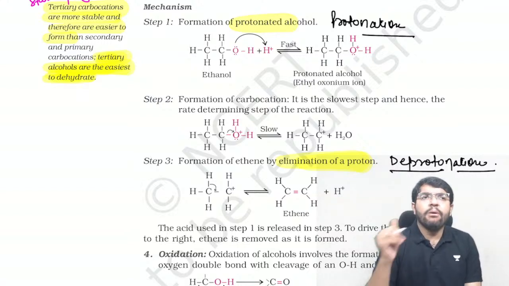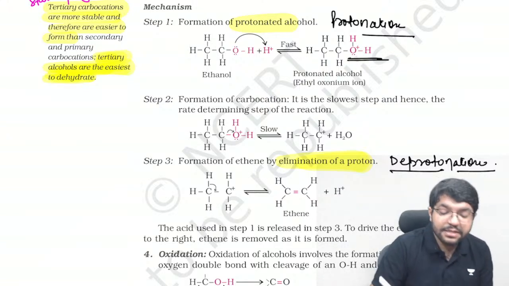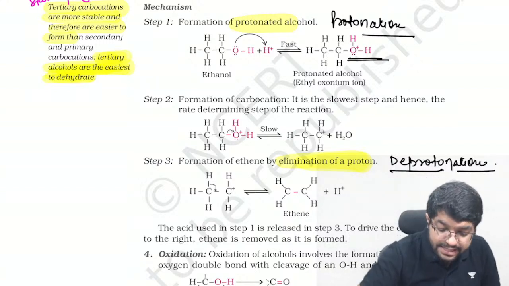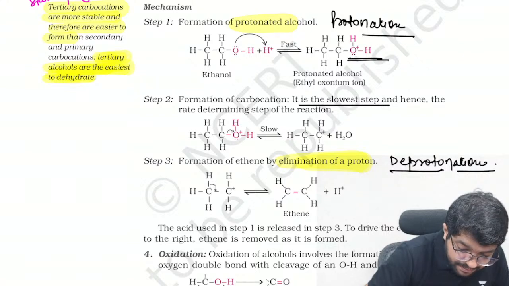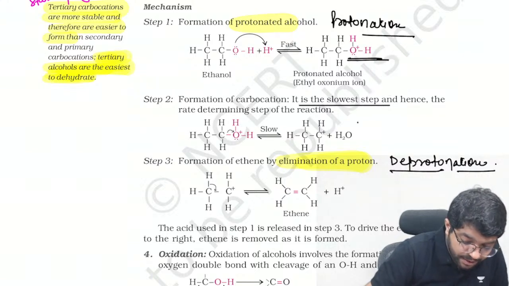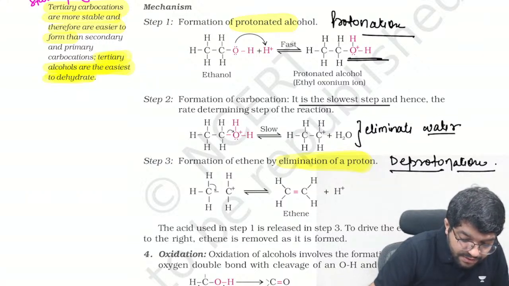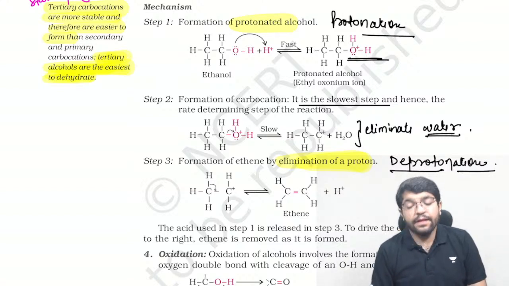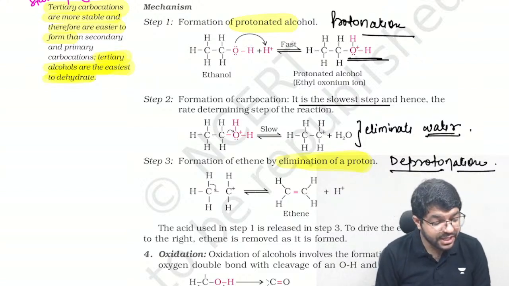How does it happen? Protonation, I gain an H plus. Then second is I eliminate water. It is the slowest step. I eliminate water. And then O has a positive charge. For this, I have to put the alkene now. Carbon gets a positive and then elimination reaction takes place.